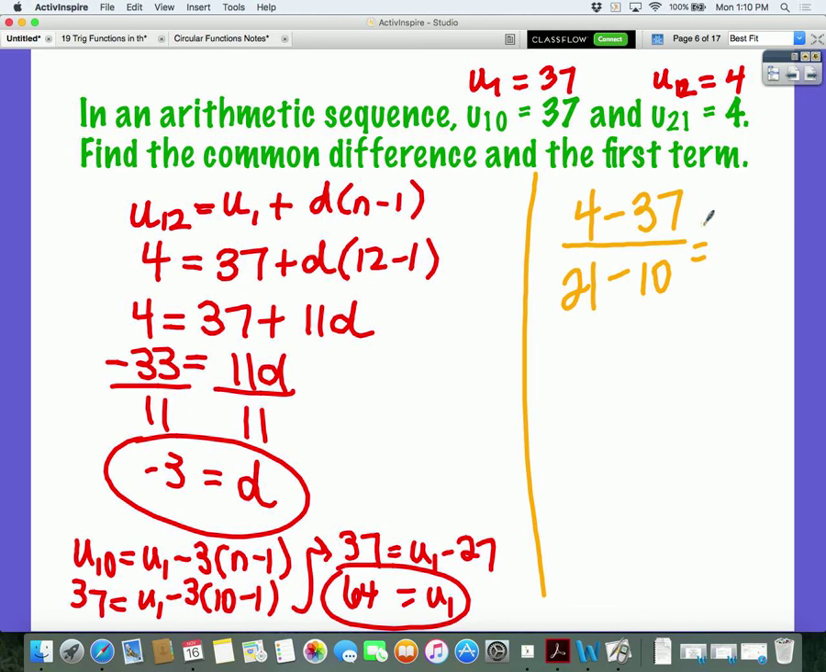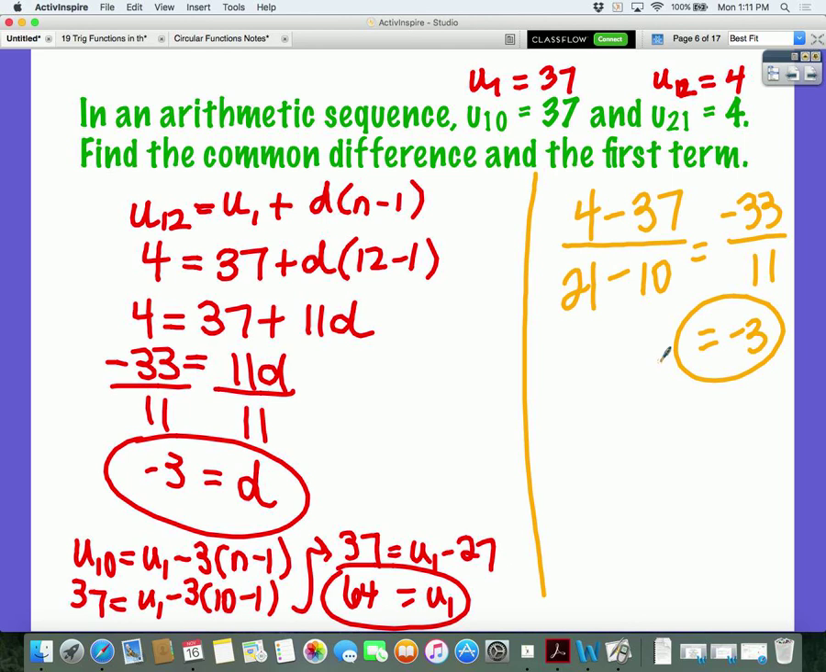So 4 minus 37 is? And what's 21 minus 10? There's your common difference. So it works both ways. And then of course you would do what you guys did at the bottom to find your first term. So this is just another way that you can find your common difference. And it works every time.